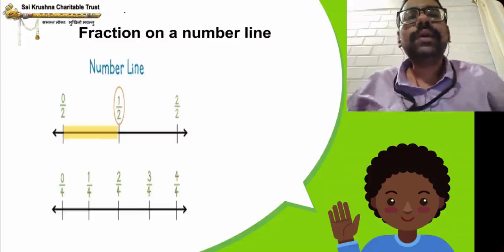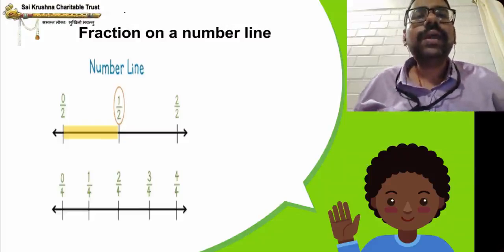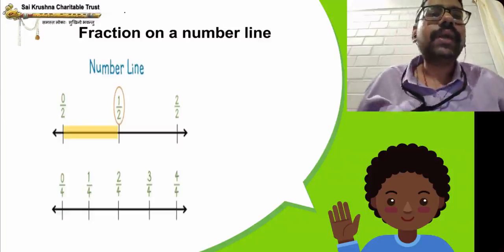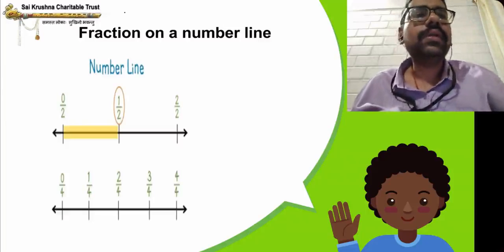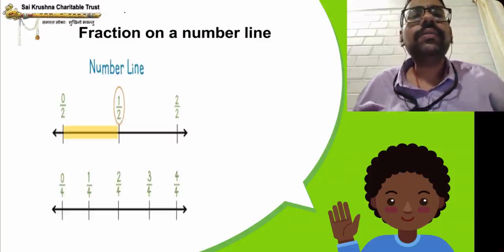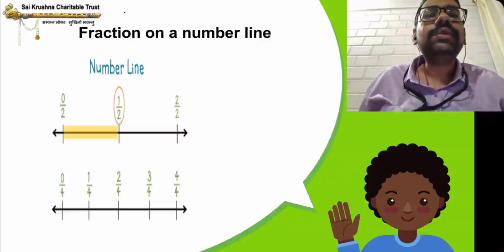After 0, which number comes? 1. 1 by 2. 2 by 2 is 1. How? A number divided by the same number is always equal to 1. So start with 0, end with 1: 0 by 2, 1 by 2, 2 by 2, which is 1.